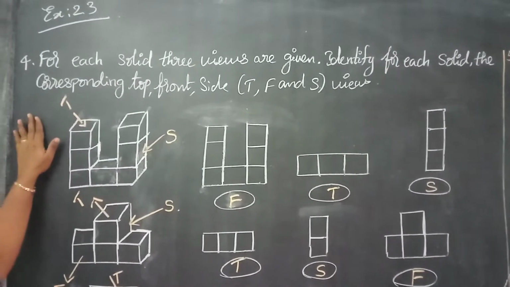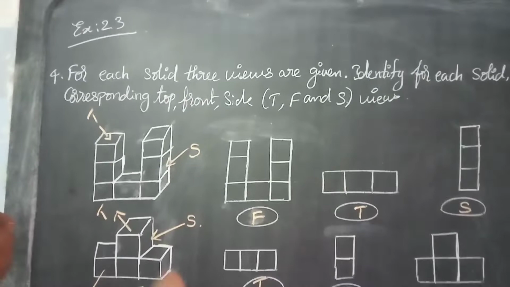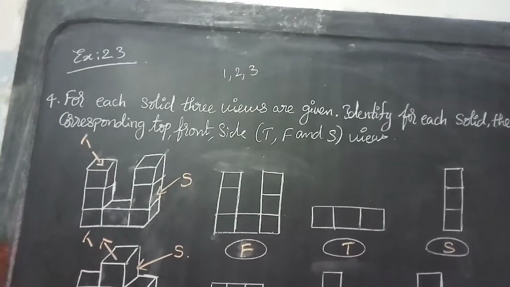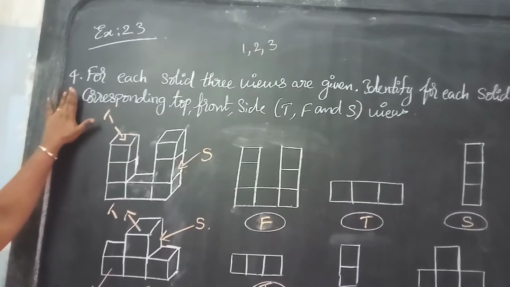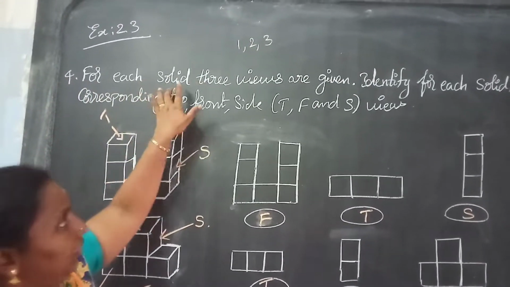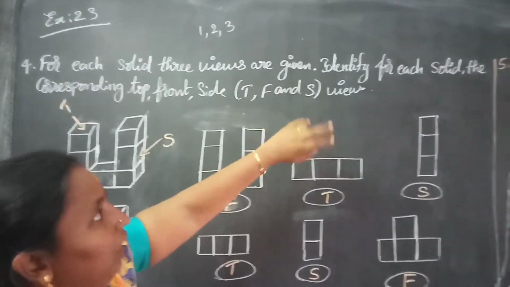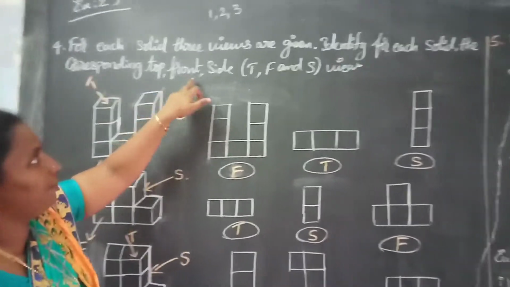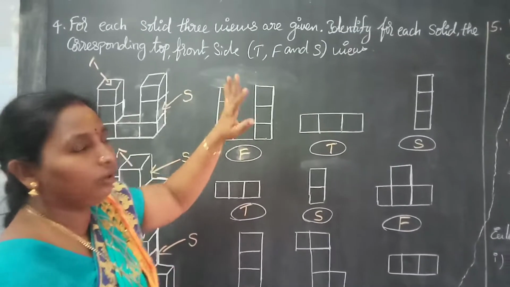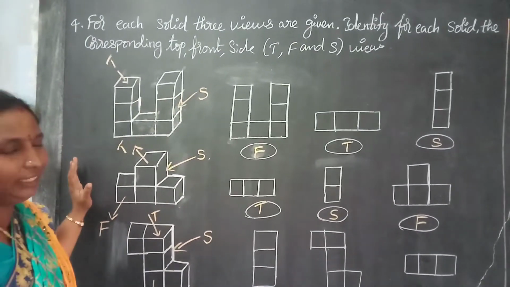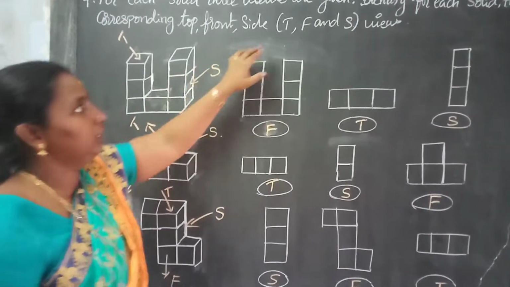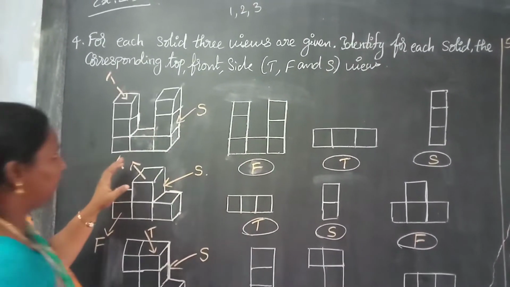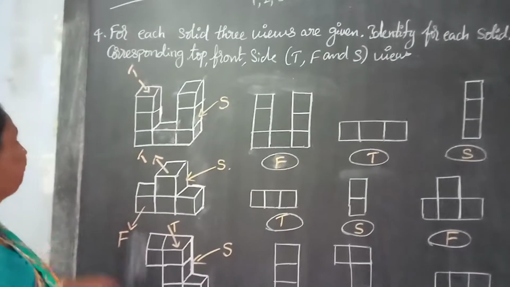So next we are going to see exercise 2.3 sums. In this, do 1, 2, 3 Romans as homework. Okay. So now we are going to see the fourth one. For each solid, 3 views are given. Identify for each solid the corresponding top, front and side view. So in this question they have given some solid shapes. We are going to find the top view, front view and then side view. They have given it, we are just going to identify.